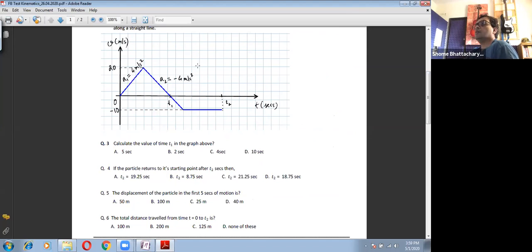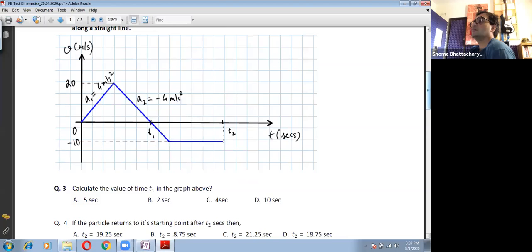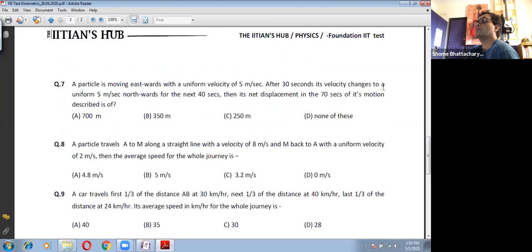Okay. Next up, let's move on to the next question. So 3, 4, 5, 6 is done. A particle is moving eastwards with a uniform velocity of 5 meters per second. And in 30 seconds, its velocity changes to 5 meters per second northwards. From east it changes to northwards, for 40 seconds. Then you have to find the net displacement in the 70 seconds.